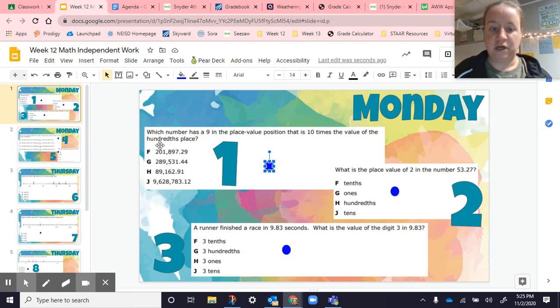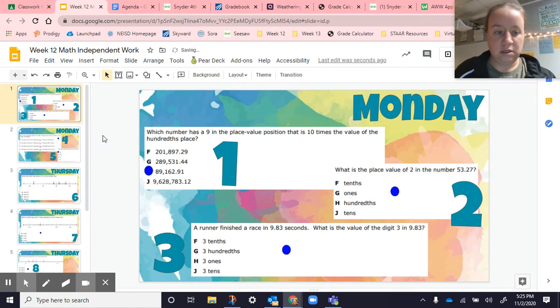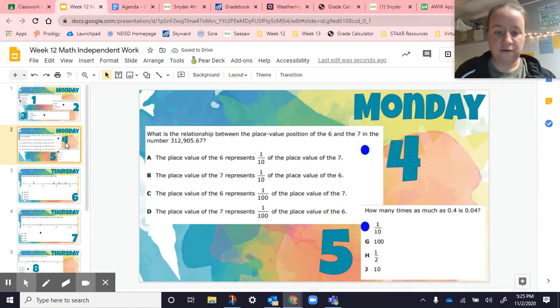To the left of the hundreds place is the tenths. You can use your place value chart. If you look right here, H is the only one that has the 9 in the tenths place, so I'm going to move that over to H. Students did 1, 2, 3, 4, and 5. Number 5 we did together here as well.